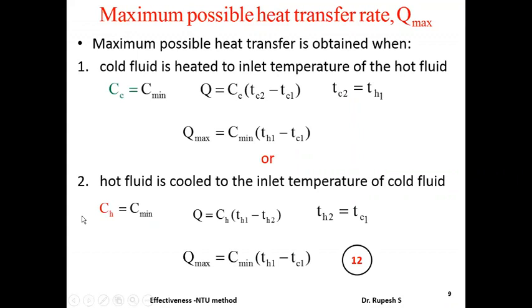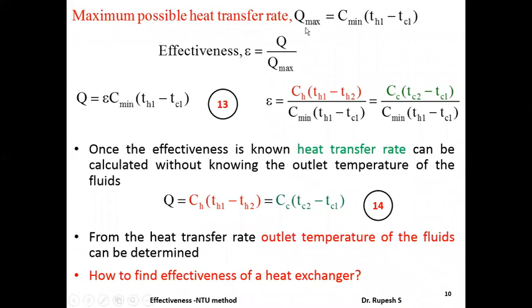In both cases, the equation for Qmax is the same, that is Qmax is equal to C minimum into Th1 minus Tc1. That means if you know the heat capacity rates of the fluids and the inlet temperatures of the fluids, we can calculate Qmax by using this equation. Now we have the expression for maximum possible heat transfer rate.